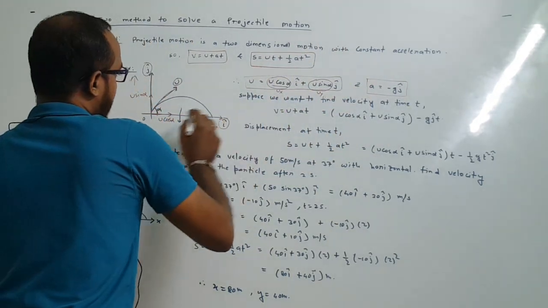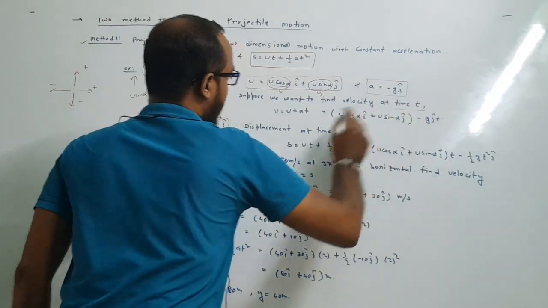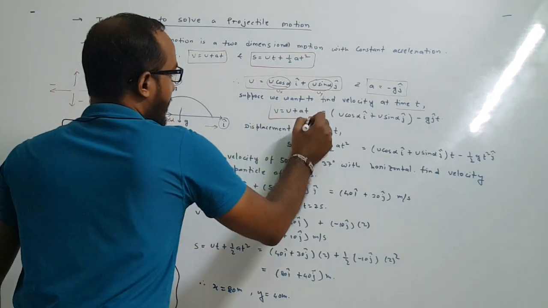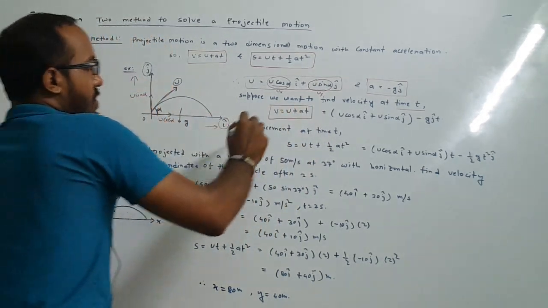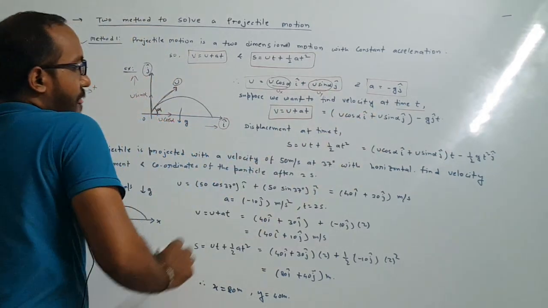Now if we want to find out the velocity of this projectile at, let us say, time t, we have to apply v equals u plus at. Now what is v? v is u cos alpha i cap plus u sin alpha j cap, and what is a?